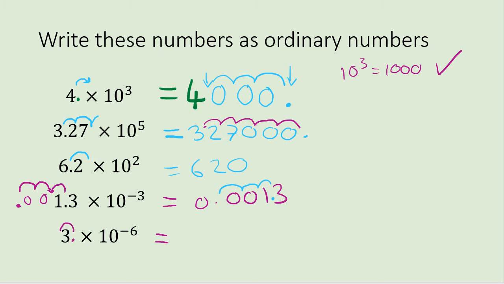So we're going to have another 5 zeros, so that it moves 6 times. And we'll just check that. 1, 2, 3, 4, 5, 6. Yes, it's moved 6 times. Perfect.